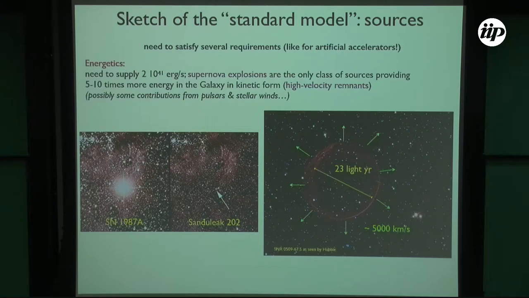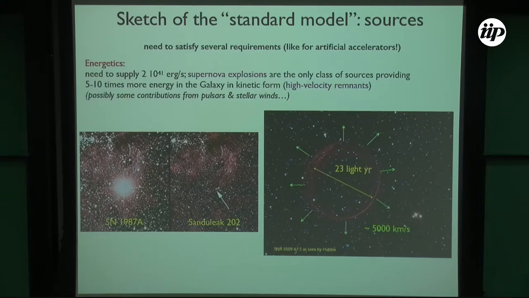The energy budget must be sufficient to provide the cosmic rays that you measure at the Earth with the energy stored in them. Basically, there is only one class of objects in the galaxy that can do that, and these are supernova explosions. So if roughly 10%-ish of the supernova explosion is channeled into the kinetic energy of the remnants of the supernova, this is the closest supernova explosion for which we have a photographic record and also neutrino detection.